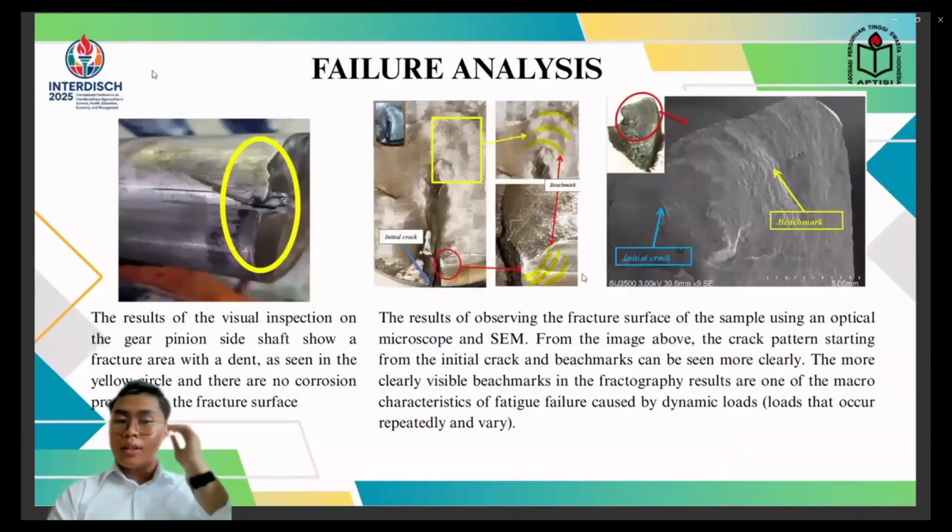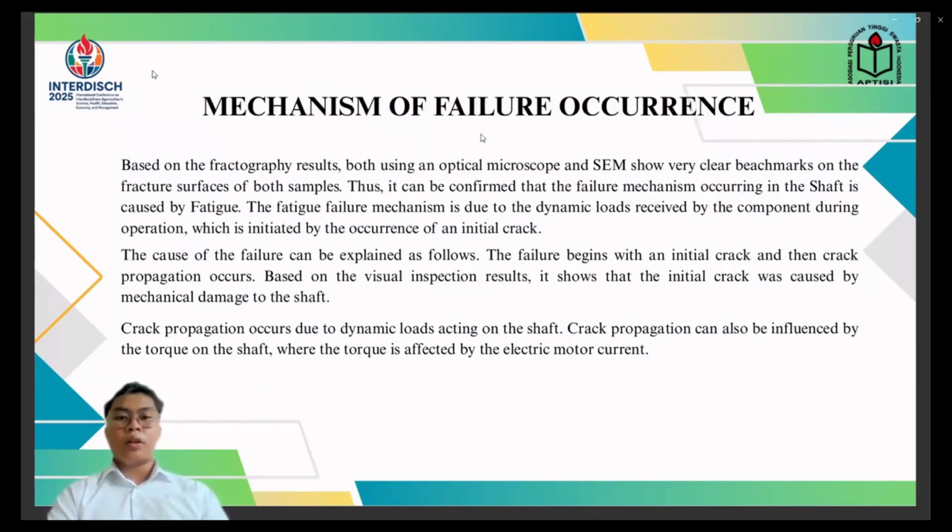This is the failure analysis. This image is a visual inspection of the gear pinion side shaft, showing a fracture area with a dent, seen in the yellow circle, and there is no corrosion product on the fracture surface. This image is an optical microscope, and this image is the same fractography. In the two images, we can see the initial crack and a beach mark. Beach marks and initial cracks in the fractography result are among the macro characteristics of fatigue failure caused by dynamic loads.